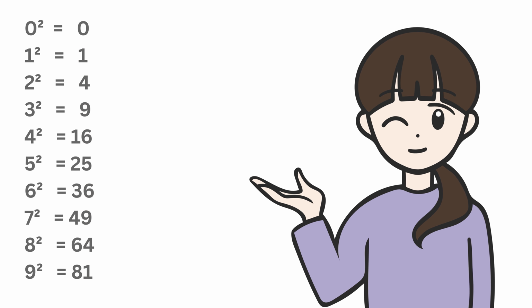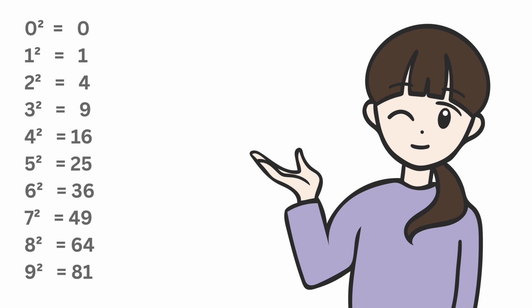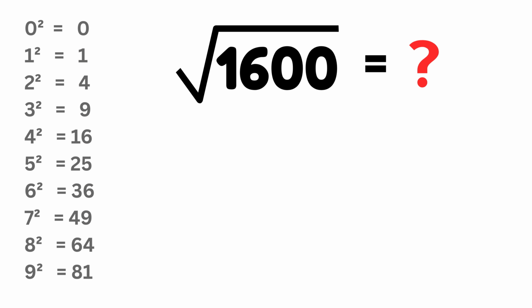Let me illustrate exactly how this method works with a quick example. Let's calculate the square root of 1600. First, look at the last digit of 1600. This is 0, so you now want the square whose last digit ends in 0. There's only one option here, which is 0 squared equals 0. So we put a 0 over here.